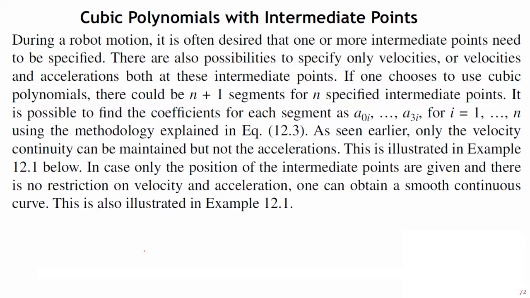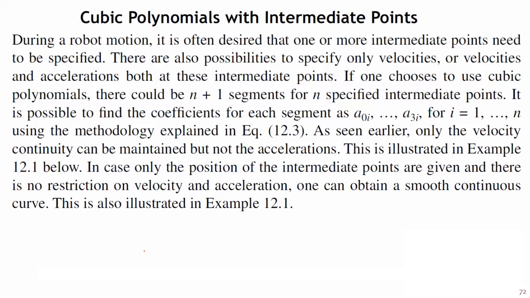It is possible to find the coefficients for each segment as a naught i, dot dot dot, a3i for i equal to 1 to n using the methodology explained in equation 12.3. As seen earlier, only the velocity continuity can be maintained, but not the accelerations. This is illustrated in example 12.1 below.